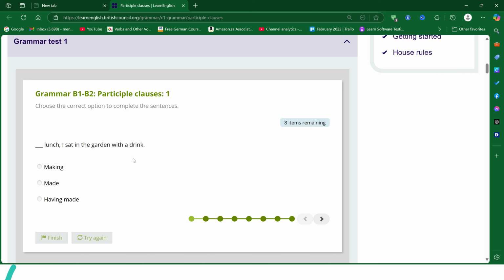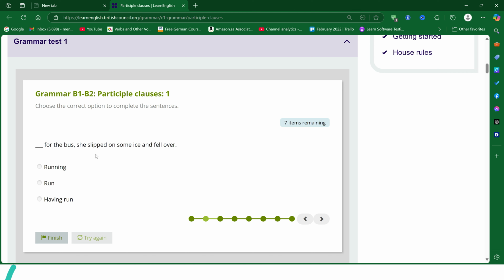"Make lunch, I sat in the garden with a drink." Do you think this is supposed to be present, or past, or something like present perfect? I sat in the garden with a drink, of course not while making lunch, but after I made lunch. So: having made lunch, after I had made lunch, I sat in the garden.